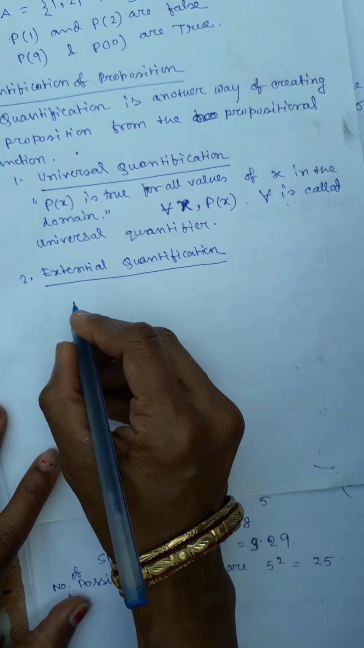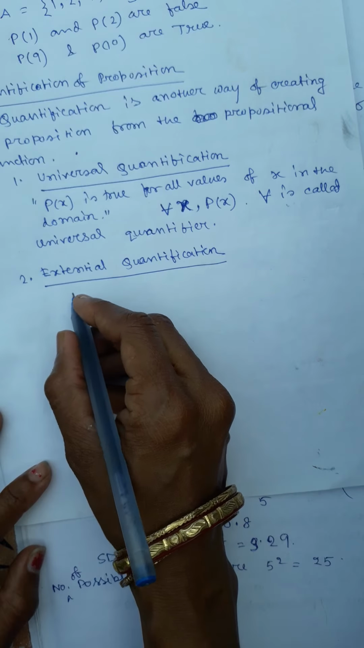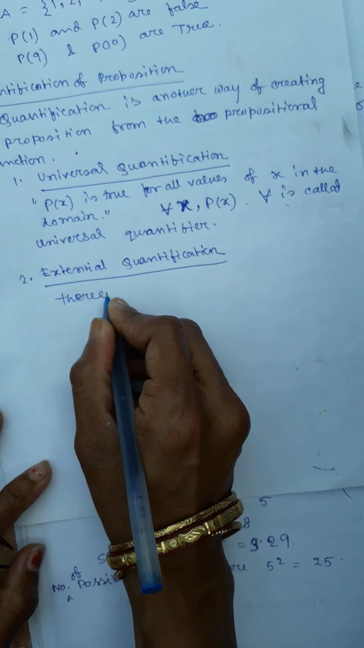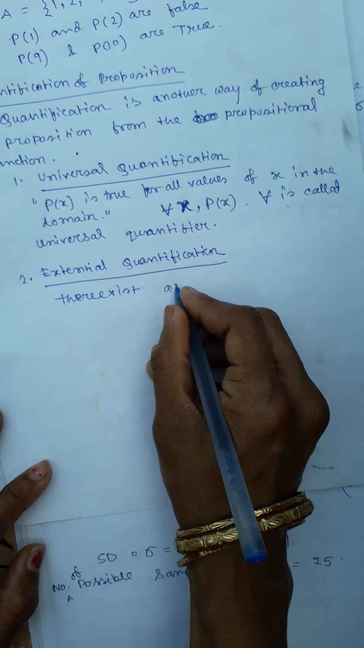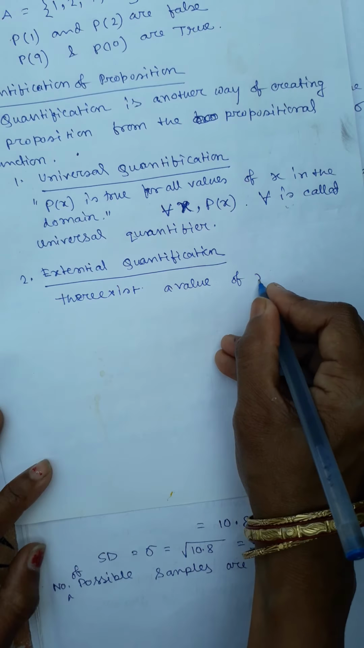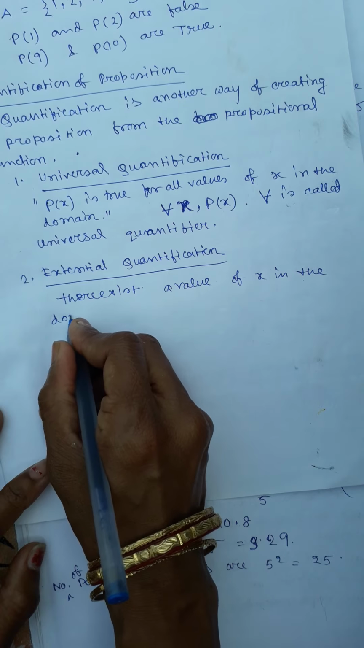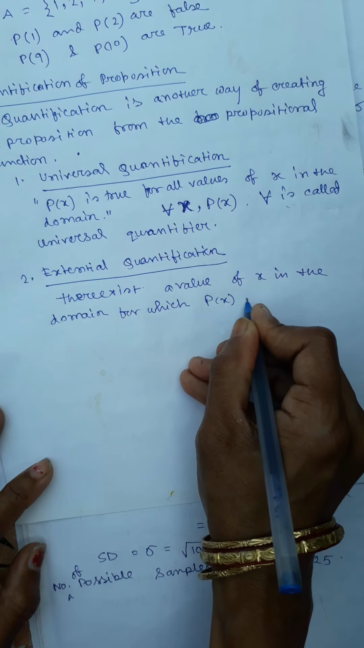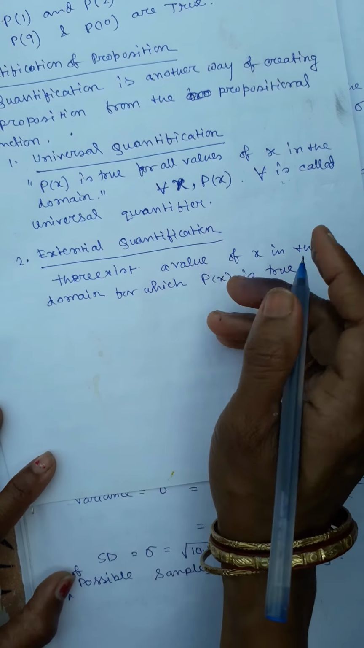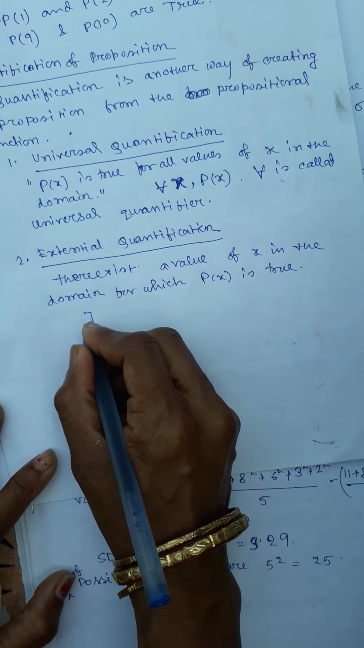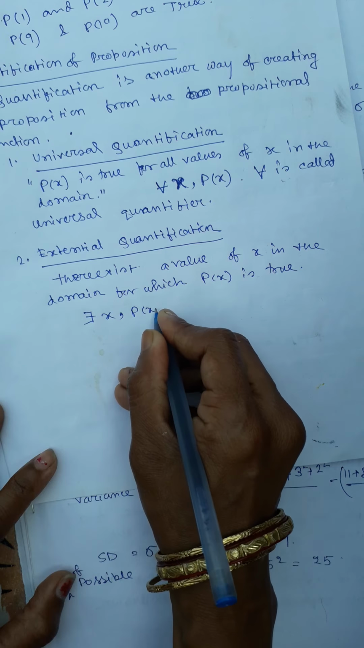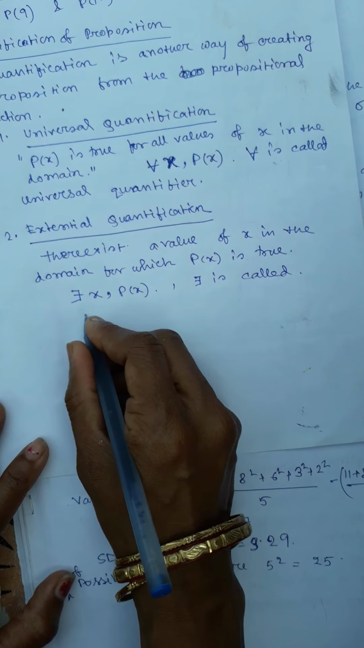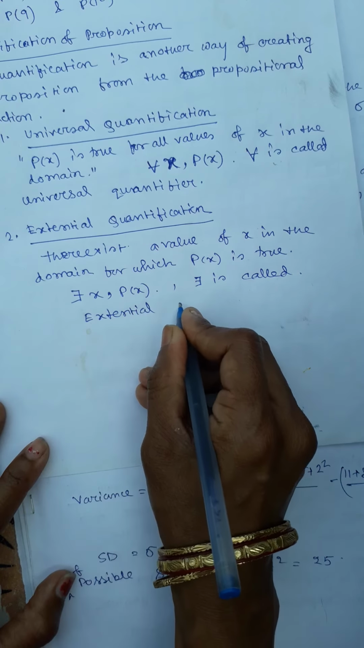And in existential quantification, the propositional function P(x) is the proposition that there exists a value of x in the domain for which P(x) is true. This quantification is denoted by there exists x P(x). Here there exists is called the existential quantifier.